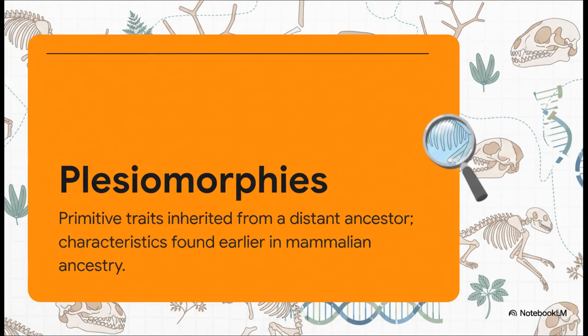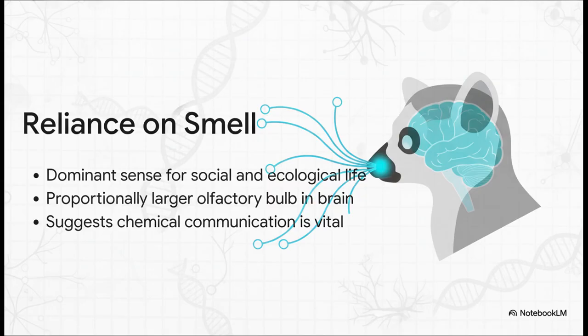Basically, a plesiomorphy is a primitive trait that's been inherited from a really distant ancestor. You can think of it like an evolutionary hand-me-down. And strepsirrhines are just packed with these traits, which makes them a fantastic living window into our own deep mammalian past. And probably the most important of these hand-me-down traits is their heavy reliance on smell.